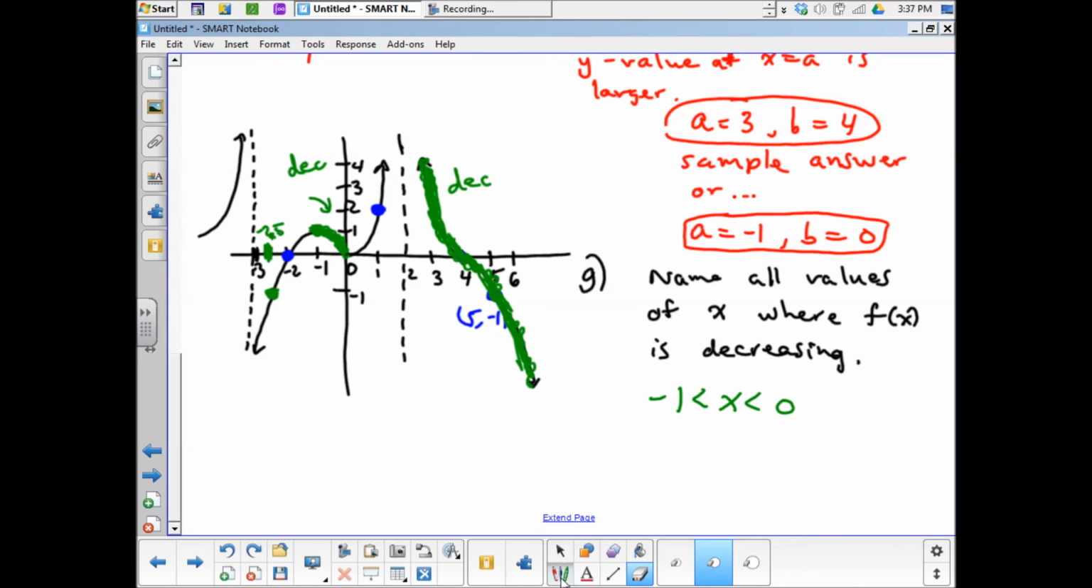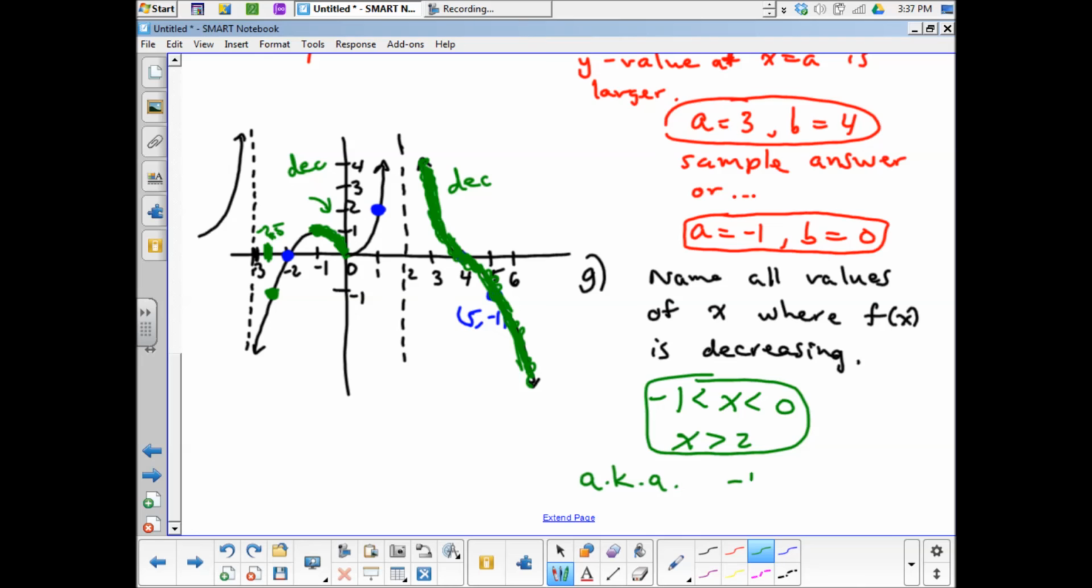So you could just put x is greater than 2. Or in our interval notation, we could write -1 to 0 in union with 2 to infinity. Okay, so it's a little bit of new notation there, a couple of new ideas.